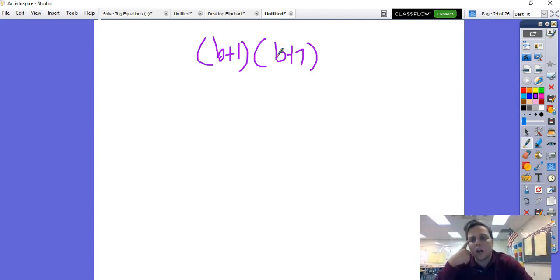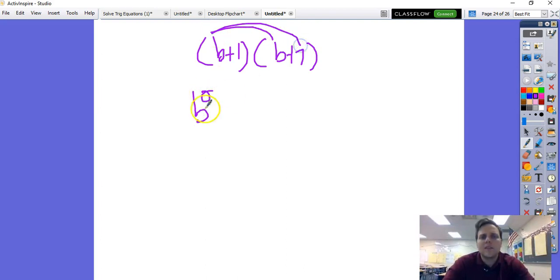And you think back to algebra 1, you go, oh, I know how to multiply this. I just multiply this times this, so that's b squared. And then I do b times 7, so that's 7b. That's a square right there, by the way. It's a really nasty square. And then I did first term to first, I did first term to second, so I'm done there. And then I say 1 times b, so that's 1b. And then I say 1 times 7, so that's 7.